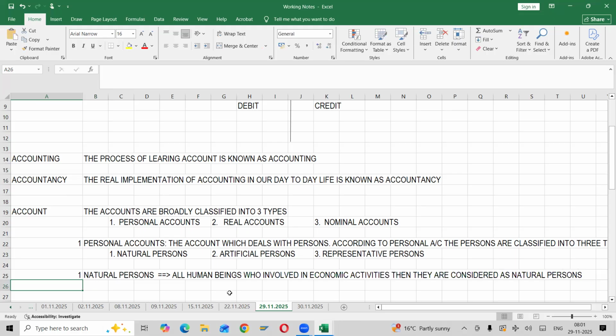But that is the thumb rule. First thumb rule, they should be a human being. Second thumb rule, they need to be involved in economic activities. What do you mean by economic activities? Buying and selling, receipts and payments. Then they are considered natural persons according to personal account. Even though some are human beings, if they are not doing economic activities, they are not considered natural persons, like infant babies or mentally retarded people. You can take any example.